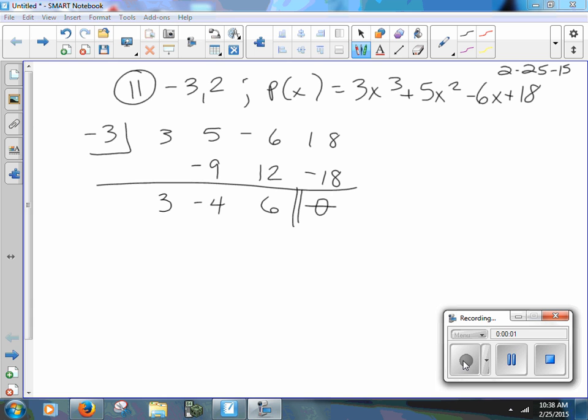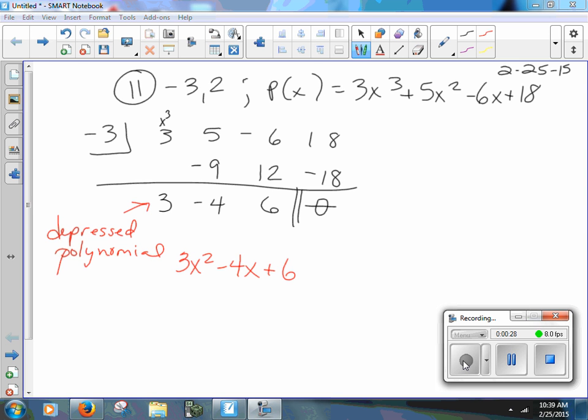For a remainder, then this is a 0. Remember, this 3 came from the x cubed term. Have I told you guys that this is called the depressed polynomial? Okay? Because it goes down by 1, right? It's depressed. So these are the coefficients: 3x squared, go down by 1, minus 4x plus 6.